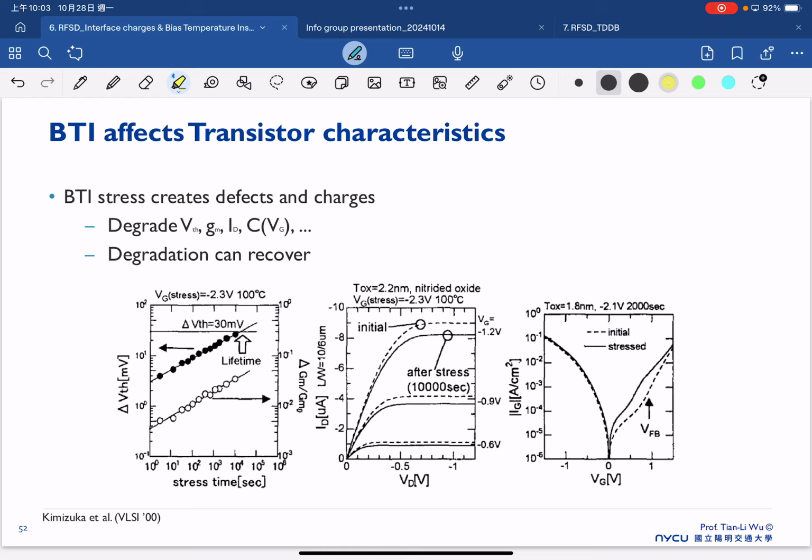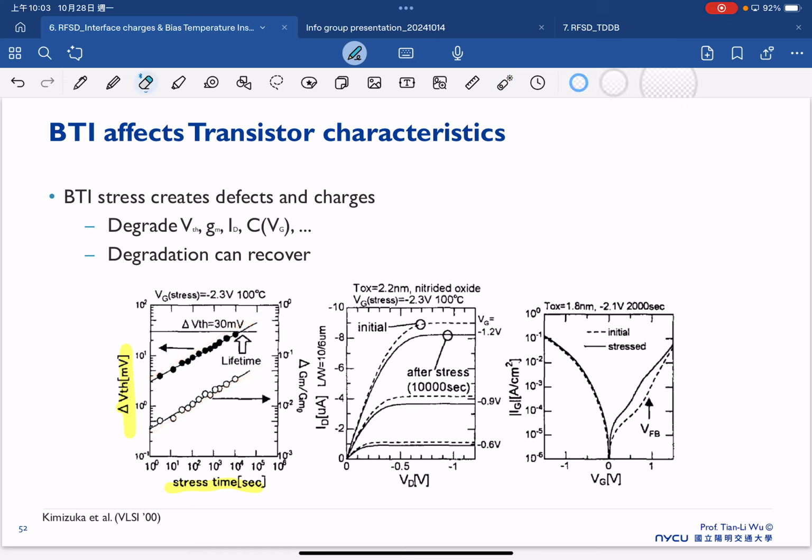So this is how BTI affects transistor characteristics. BTI can create defects and charges, and that will degrade our electrical results here. So you can see this is the stress time versus our threshold voltage here. And then we can see that we can do certain modeling here to fit this curve. And then after a moment, we can start to extrapolate the lifetime.